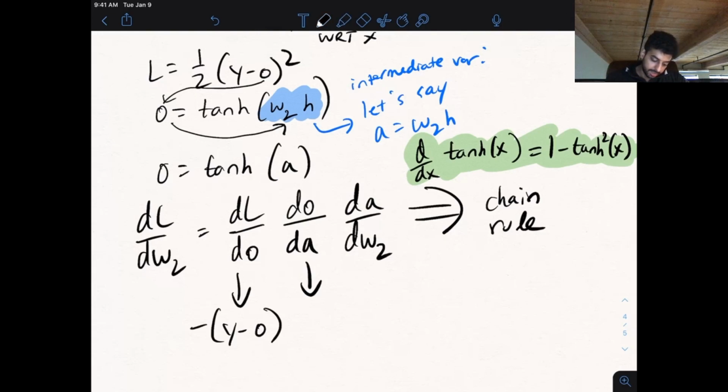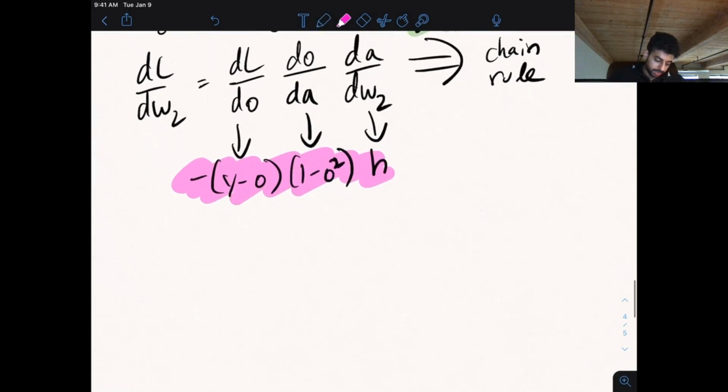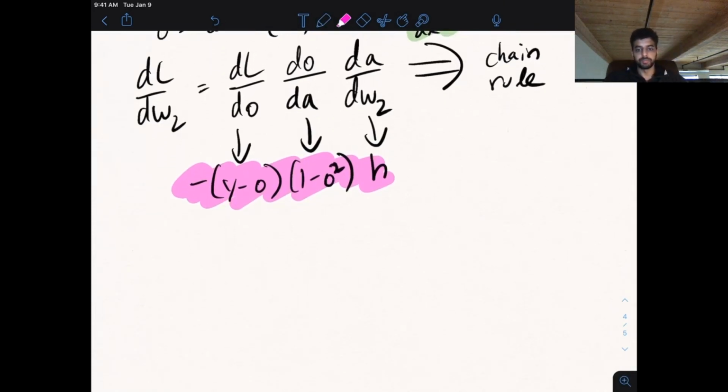So based on this equation, all I have to do is 1 minus O squared. So you can see how I didn't need to do anything fancy here. I already computed O in the forward pass, and now I just do 1 minus O squared in the backward pass to compute this derivative. And finally, dA dW2, we know that A is just W2 times H, so the partial derivative of A with respect to W sub 2 is H. So there you go. This is the full derivative of the loss function with respect to W sub 2.